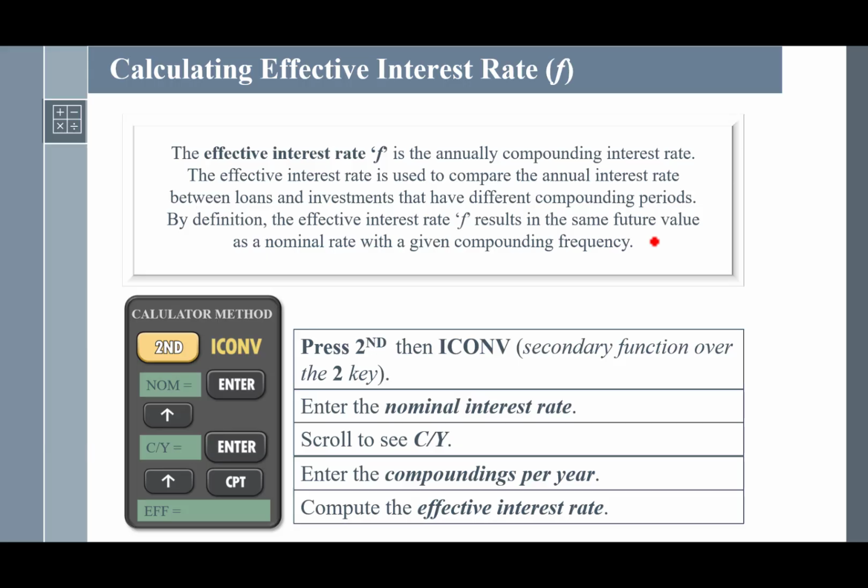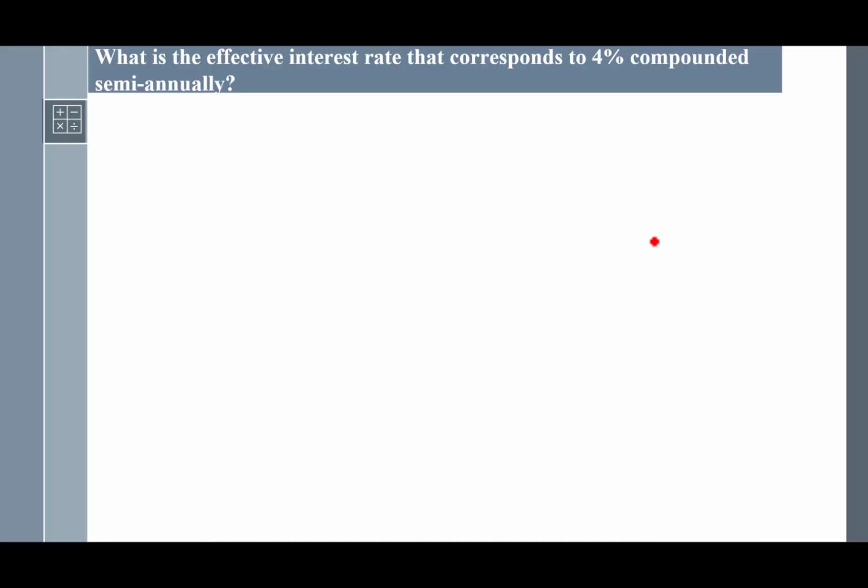Just be careful. The calculator asks for the nominal. If you're using the formula, you have to use the periodic interest rate. I will show you that when we look at an example. So it's pretty straightforward. Let's look at an example.